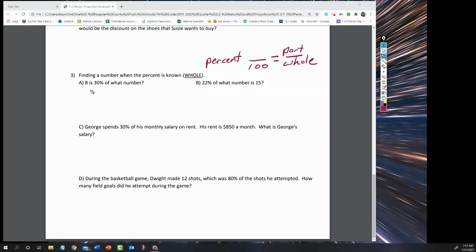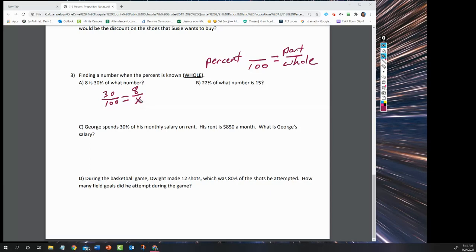Let's look at the first example. It says 8 is 30% of what number? So I look for the percent first and turn that into my first ratio. 30% is 30 over 100. Now I'm looking for the part and the whole. So it says 8 is 30% of some whole amount. So 8 is going to be my numerator, and the whole amount is the unknown. So I'm going to put x as my variable.